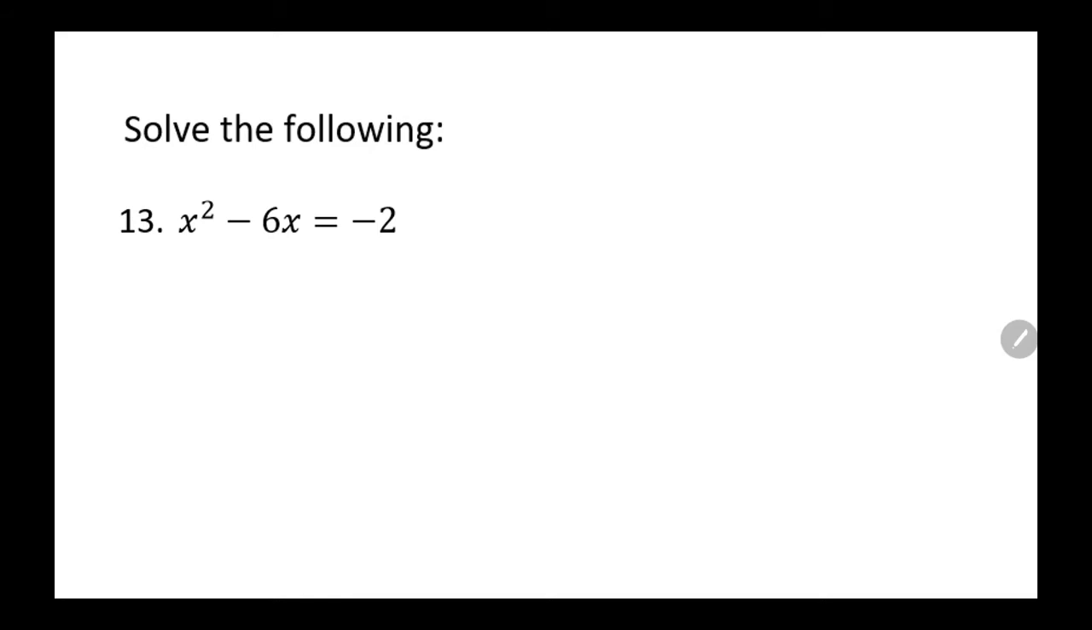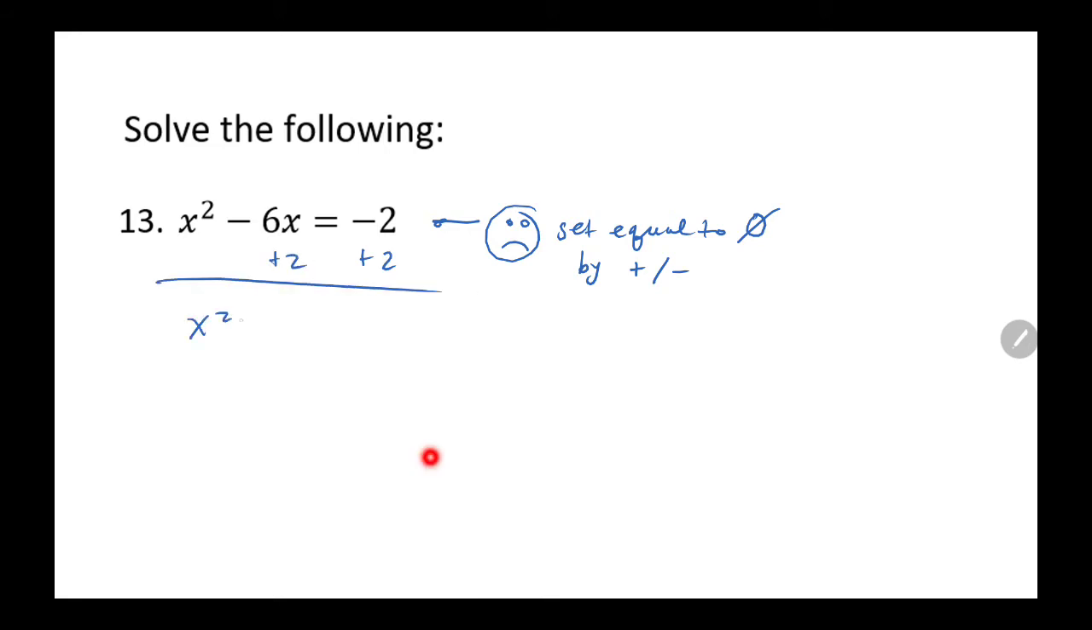Okay, before we do anything, notice that this is not set equal to 0. So this is not allowed. You've got to fix it. Set equal to 0. The way that we'll do that is not by multiplication, not by division. It's always by adding or subtracting. So I'm going to add 2 to both sides. x squared minus 6x plus 2 equals 0.